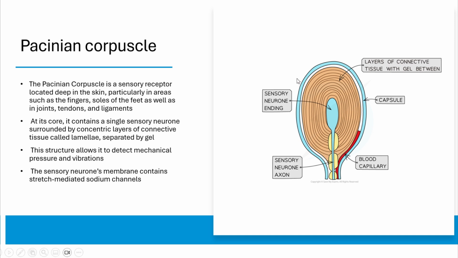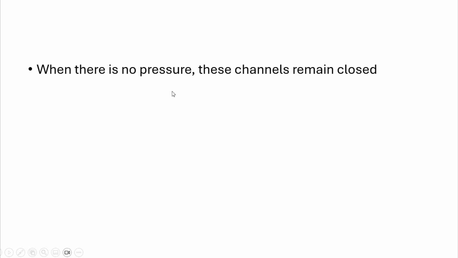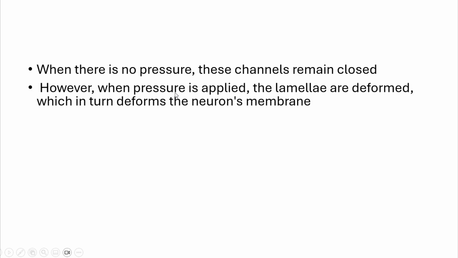But essentially, this is how you detect pressure on your skin. This is why when you touch someone, you feel something. It's because of the Pacinian corpuscle. That's why you feel certain things. Alright, cool. When there is no pressure, these sodium channels remain closed.